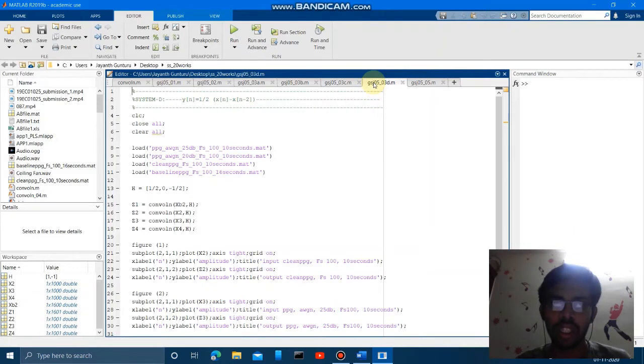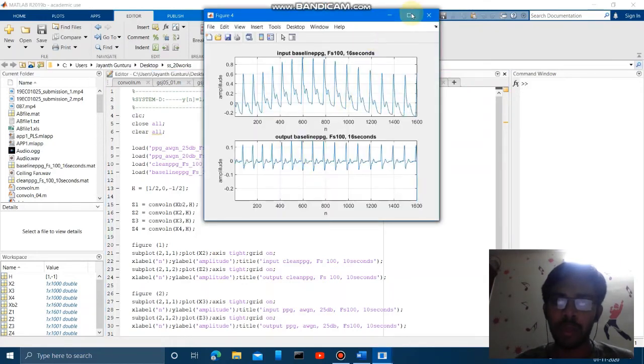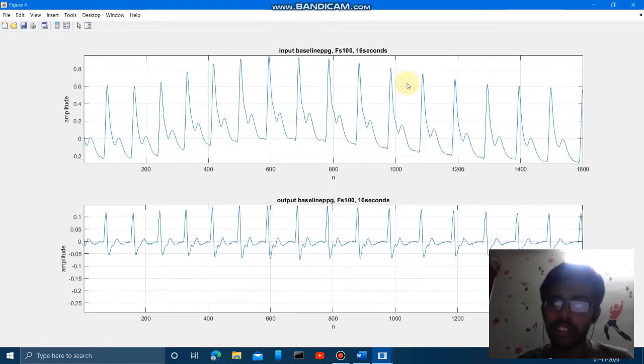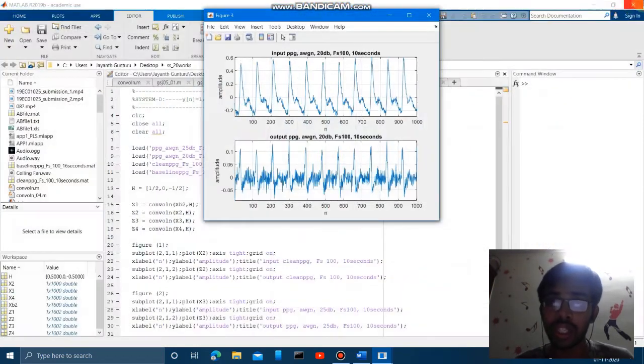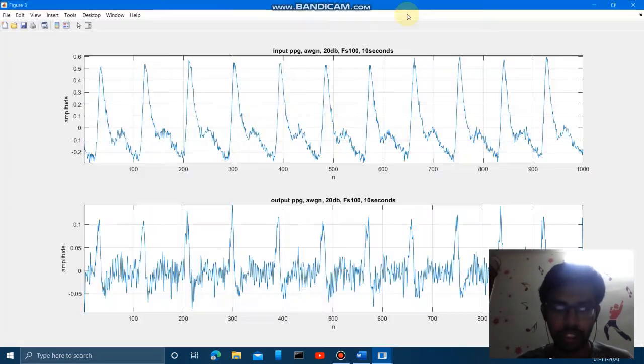Similarly for system D also, by running this, outputs are obtained as higher frequency components. So it is a high pass filter. That means we can say that this system attenuates the signals with lower frequency and passes the signals of higher frequency. So it is a high pass filter. We can also say that system C and system D are differencing systems.